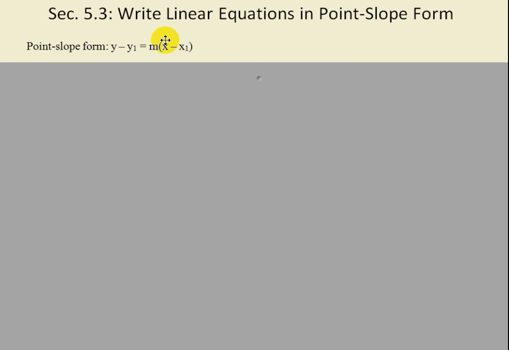y minus y1 is equal to m times parentheses x minus x1. And if you look at that x1 and the y1, these are going to give you the coordinates of a point that's on the line itself. So (x1, y1) is a point on the line. And of course, m is our slope. So in this form, you already have the coordinates of one point and you have the slope of the line, hence the name point-slope.